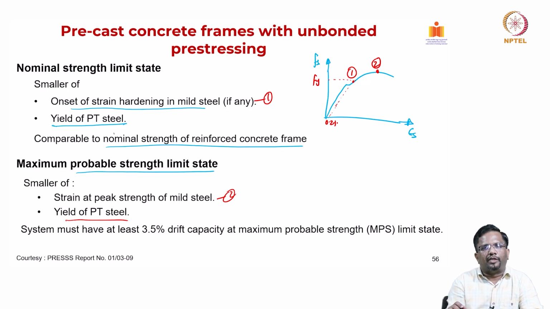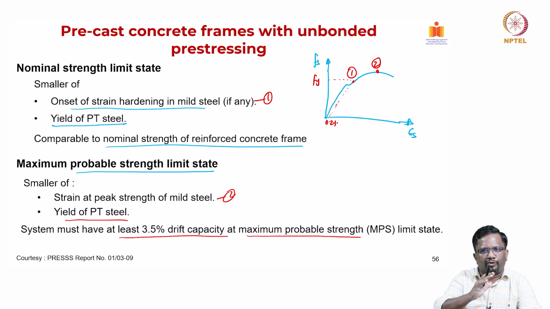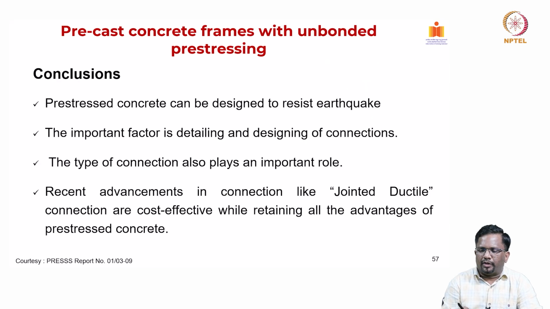And also we design it in such a way that the system should have at least 3.5% drift capacity at the maximum probable strength. That means the system should be able to reach at least 3.5% drift when it is subjected to the maximum considered earthquake, or MCE. It should not fail at 3.5% drift. That's what it is, right? So we can conclude based on that.